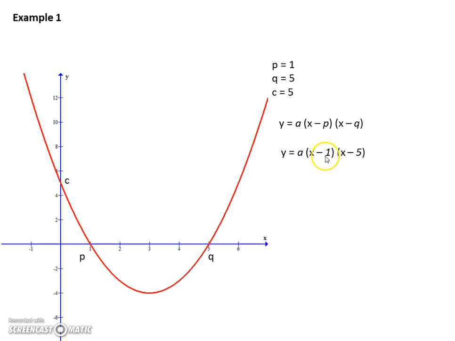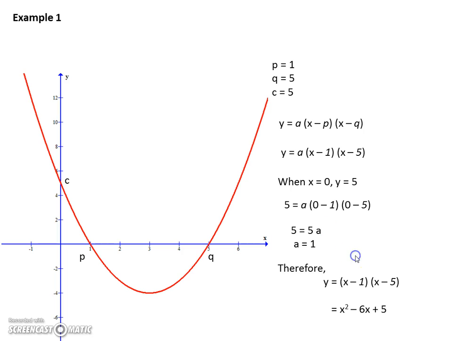Now, we know that these two are right, but to find a, let's sub in our value of c when x equals 0. So when x equals 0, y equals 5, so I sub in 5 for y and 0 for x, and you get a equals 1. So there's the formula for this quadratic, or the equation, sorry, for this parabola. So this parabola is y equals x squared minus 6x plus 5.